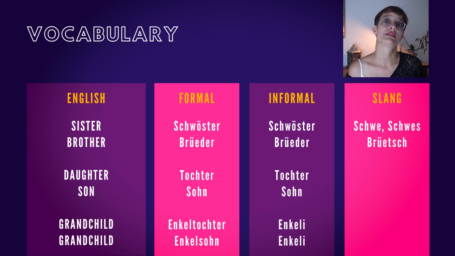Then we have the grandchildren. If it's your granddaughter, you would say Enkeltochter. If it's your grandson, you would say Enkelsohn. Or if you want to be really nice and informal, you can say Enkeli. Maybe you already know if we add a li, it makes things smaller. So Enkeli you can use for the grandson or for the granddaughter.